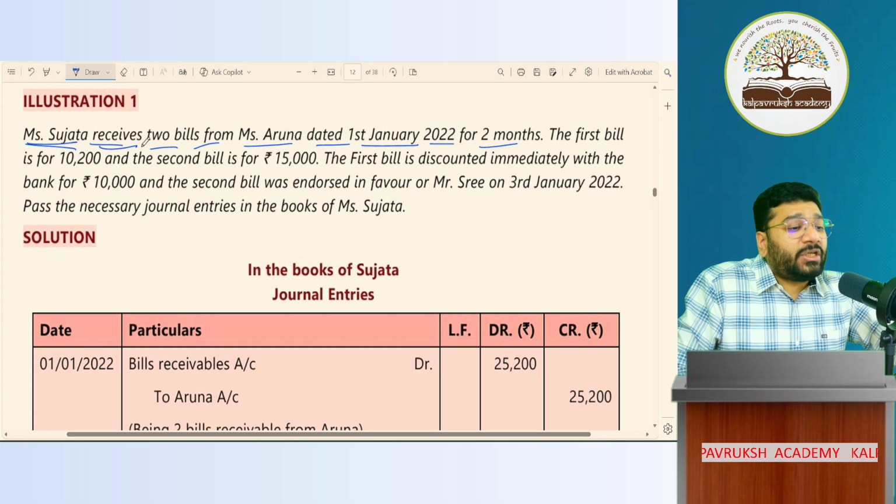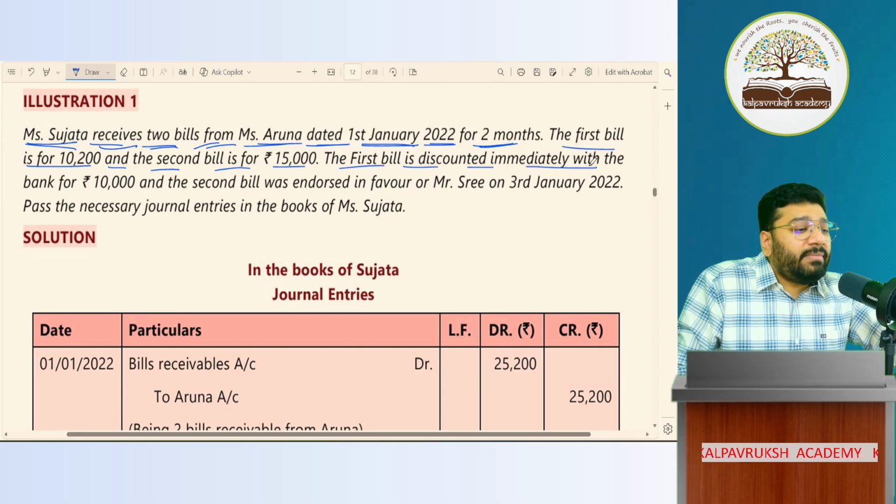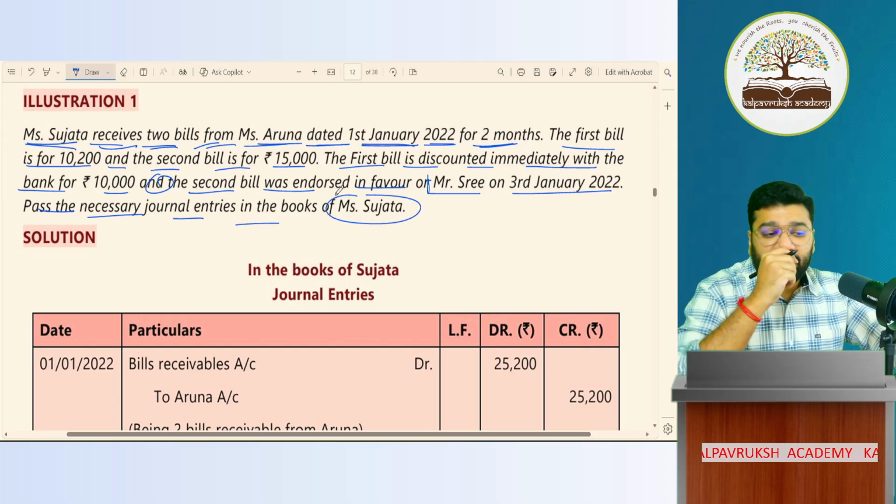Miss Sujata receives two bills from Miss Aruna dated 1 Jan 22 for 2 months. The first bill is for 10,200 and the second bill is for 15,000. The first bill is discounted immediately with the bank for 10,000 and the second bill was endorsed in favor of Mr. Shri on 3rd Jan 22. Pass necessary entries in books of Sujata.